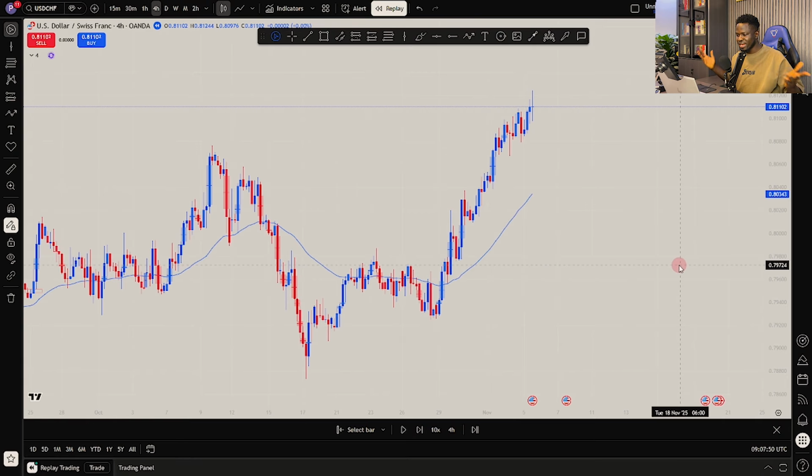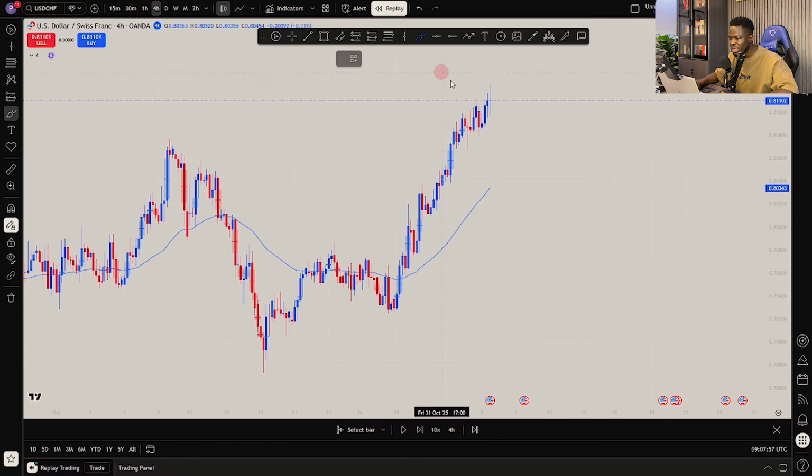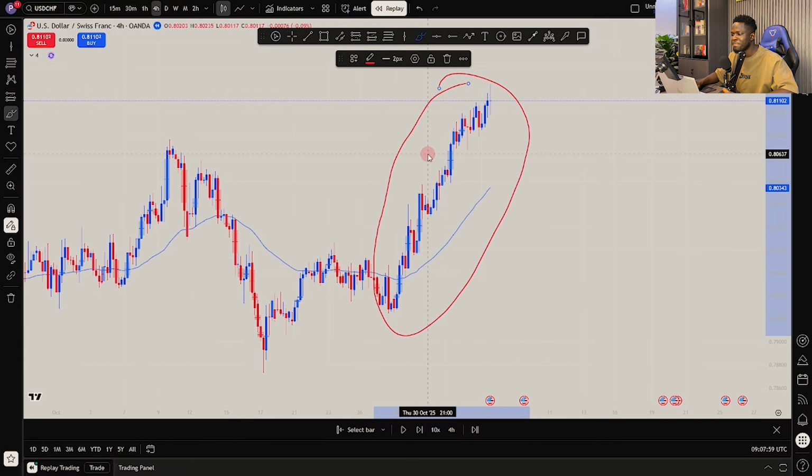Let's dive to the chart right now. If you look at the 4 hours time frame of USD CHF, you will agree with me that the current market condition is bullish market.